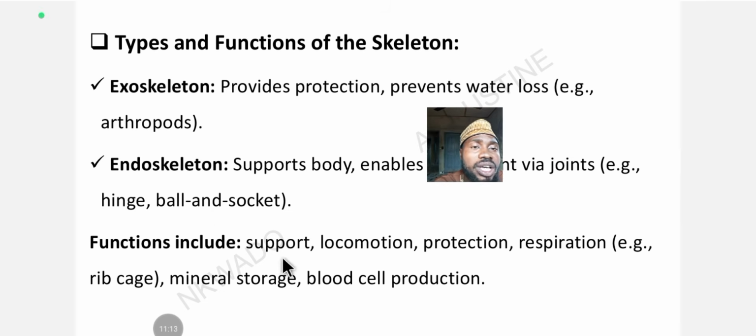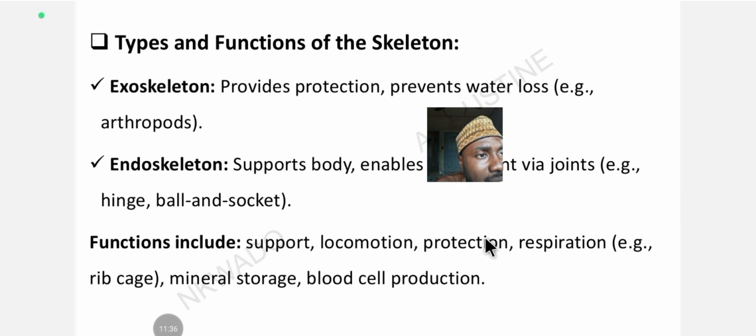The functions of the endoskeleton include support, locomotion, protection, respiration. How does the skeleton help in respiration and protection? I already explained locomotion. It helps us to move from one place to another, our bones and our joints. It supports our body. When we sit down, our skeleton supports us. When we stand, it supports us. It gives us posture. That is the essence of the support.